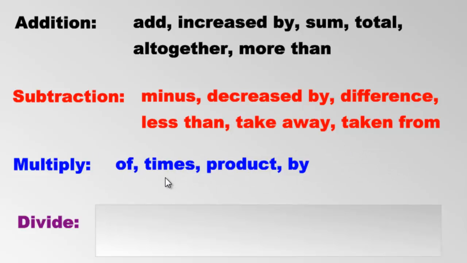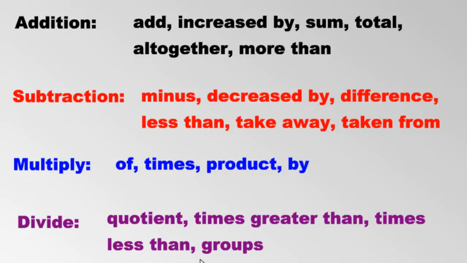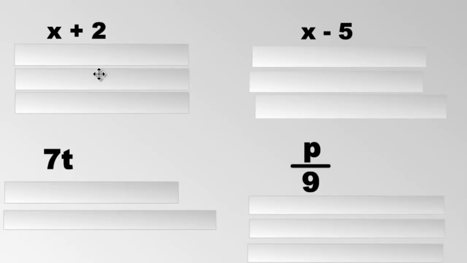Multiply. Of, times, product, by. If you see the word by, we're talking about multiplication. And then there was division. We have quotient. We have times greater than. For example, if something is 3 times greater than something else, you would have to divide. 3 times less than, you would have to divide. And groups. So write all this down. Let's move on with the lesson. You can make reference to it as we move along.